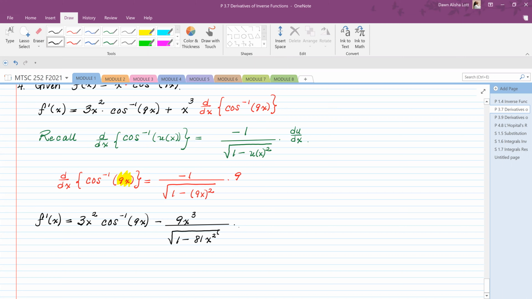So what I did was I separately said, oh, that cosine inverse of 9x, that derivative looks a little hanky there, a little scary. So let's do that separately.